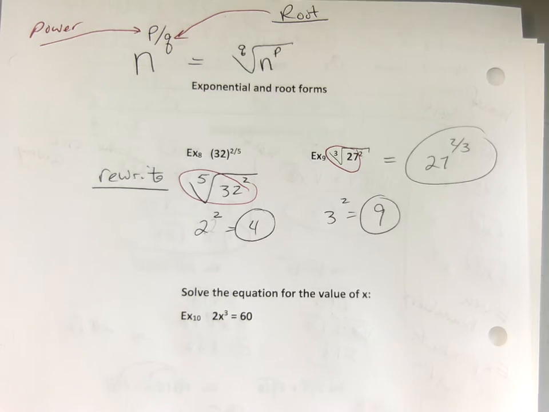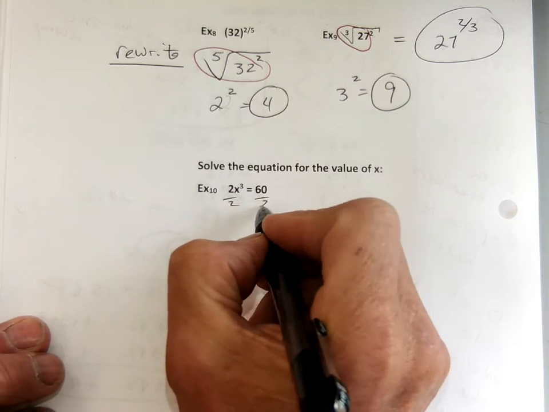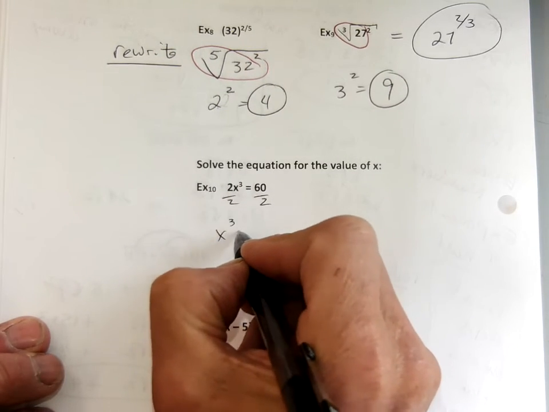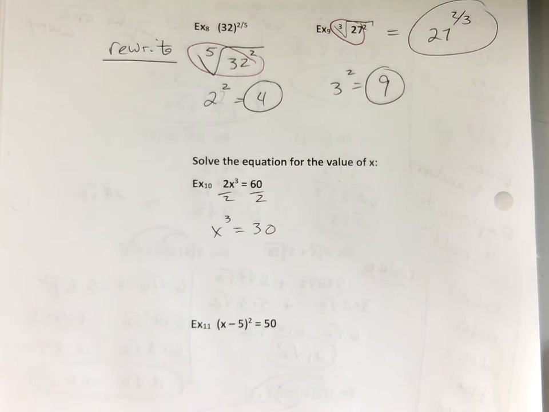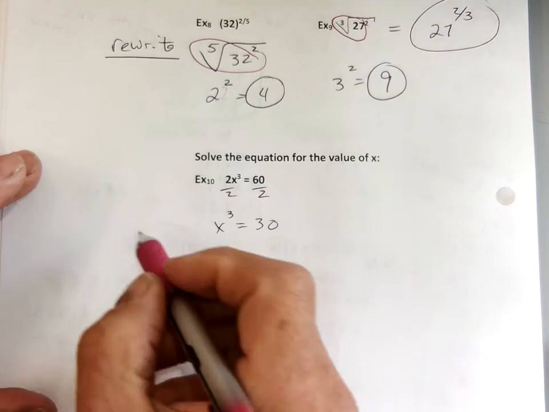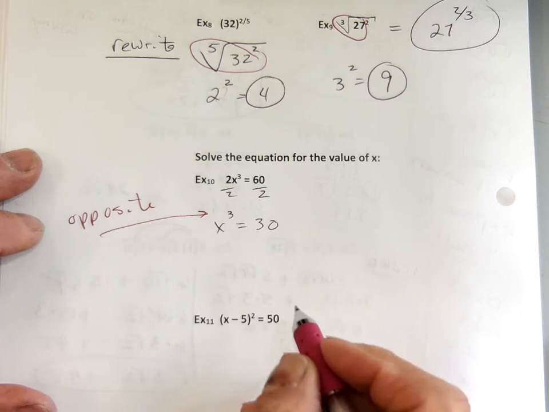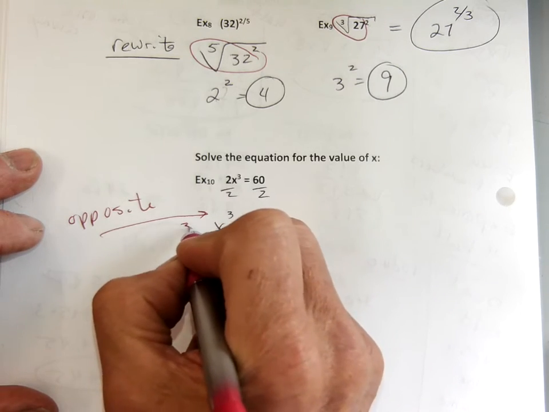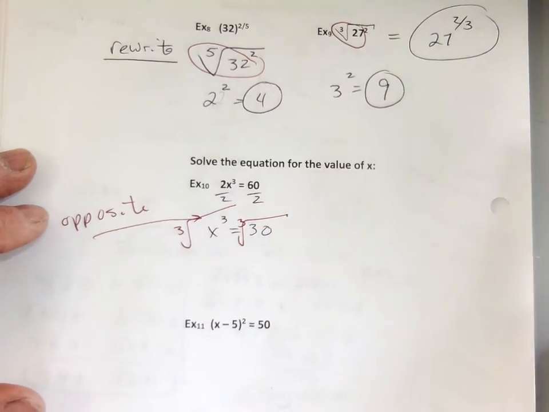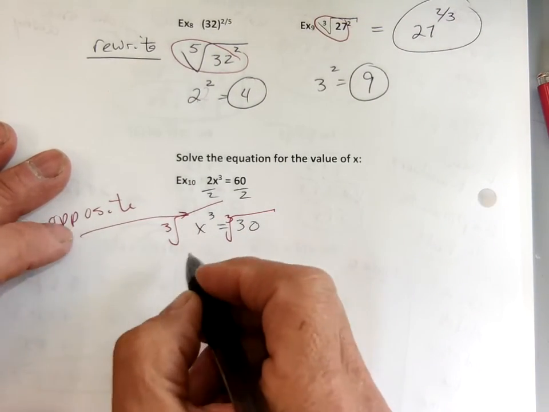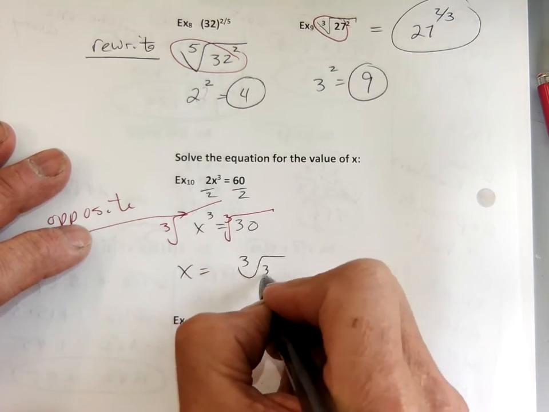We can solve this. I'm going to first divide by 2 on both sides. I've got x cubed equals 30. So like any solving equations, how do we undo it? What's the opposite of a cube? It would be a cube root. So take the cube root of both sides. I don't know if your calculators or phones will do this, but my calculator will. What is the cube root of 30?